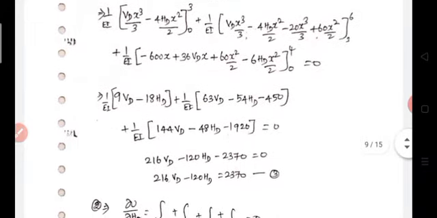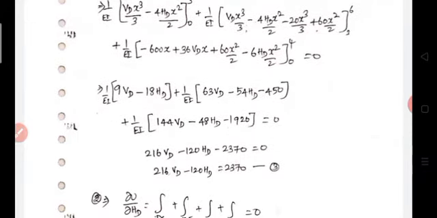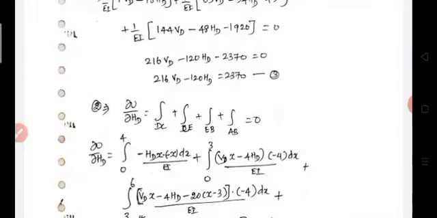The final equation will be 216 Vd minus 120 Hd is equal to 2370. So take this as equation 3. After substituting the mx and the dou mx by dou Vd, multiply these two things, expand it, then integrate it. Then the first equation becomes the third equation, that is 216 Vd minus 120 Hd is equal to 2370. So this is the third equation.